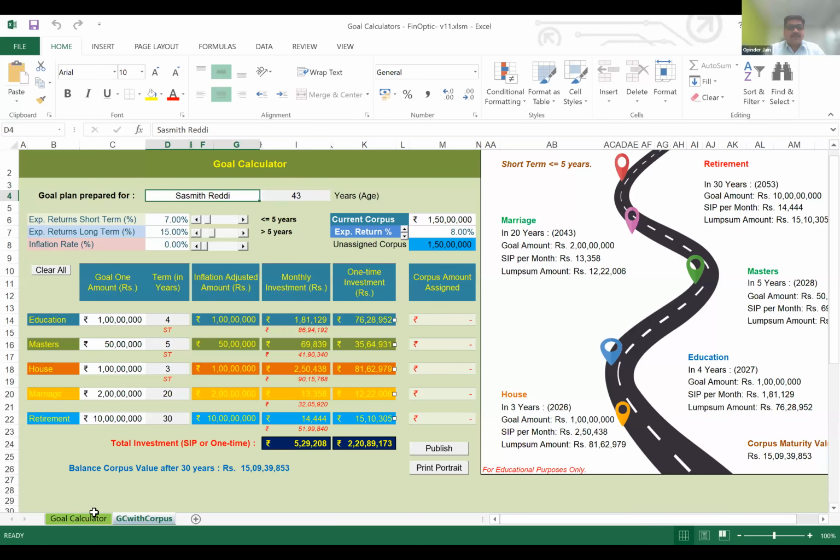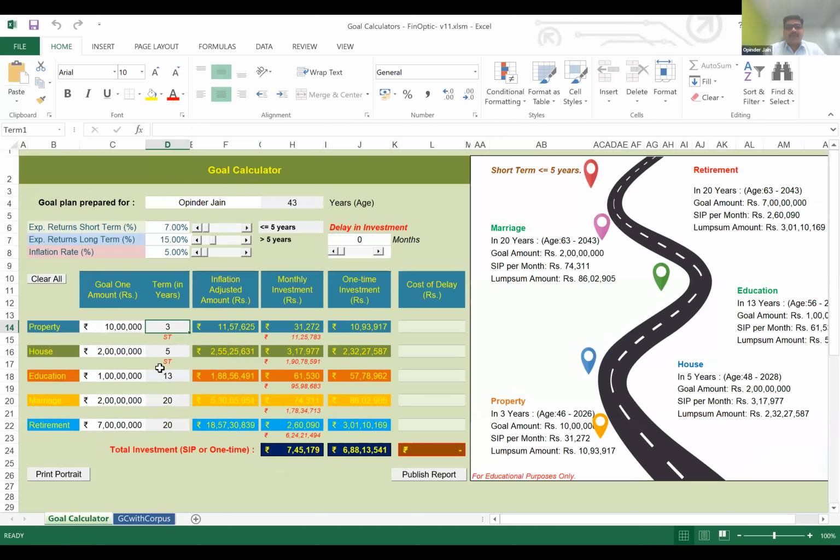Great. So this is just an example wherein I've taken my own case. These are my goals: property, to buy a house, my kids' education, marriage, and my own retirement. I have to do this over a period of years: 3 years, 5 years, 13 years, 20 years, and 20 years. This is the total corpus I would need. Having said that, an SIP of 7.45 lakh rupees is needed to invest over the said years to attain my goal.